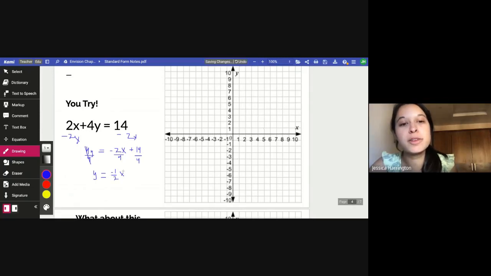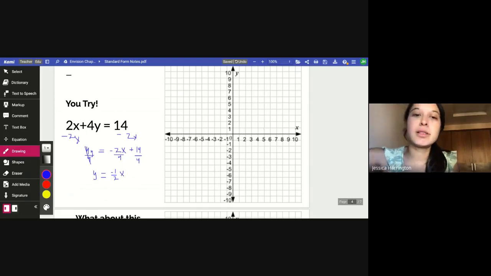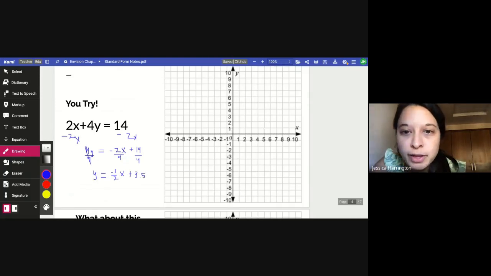And then 14 over 4, it's some decimal, right? Let's just see what it is. 14 divided by 4 is 3.5. So I'm going to write that as 3.5 because it helps me graph it. Okay, so how do I graph this? I go up to 3.5, 1, 2, 3.5, put a dot. My slope is down 1 over 2. Down 1 over 2, right? So there's my line. I can graph it.